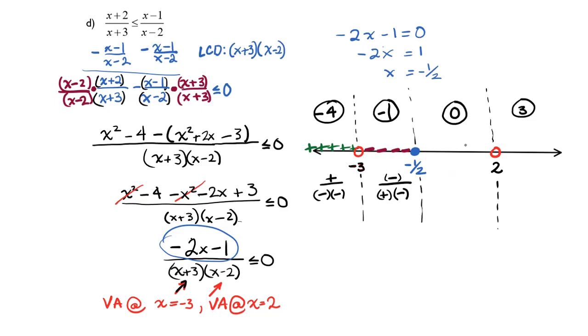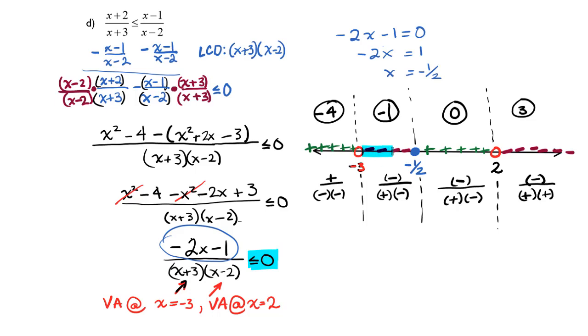Substituting 0 in will give me a negative divided by a positive times a negative. This will give me an overall positive interval. Substituting positive 3 in, we will get a negative divided by a positive times a positive. This will give me an overall negative interval. Now remember, my inequality says anything less than or equal to 0. That means I need negative intervals.